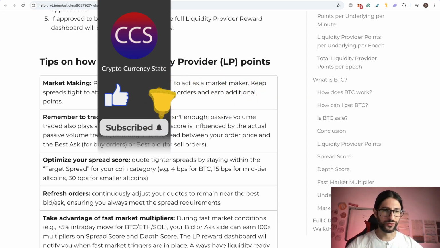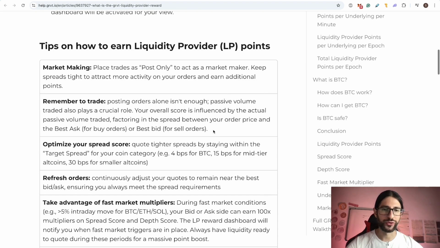So other things to consider: remember to trade. Posting orders alone isn't enough. Passive volume traded also plays a crucial role, what I just said, right? So only putting the orders is not enough. They need to be triggered to get that volume. Your overall score is influenced by the actual passive volume traded, factoring in the spread between your order price and the best ask for buy orders or best bid for sell orders. Remember to keep that price difference very tight, so that will give you more points.